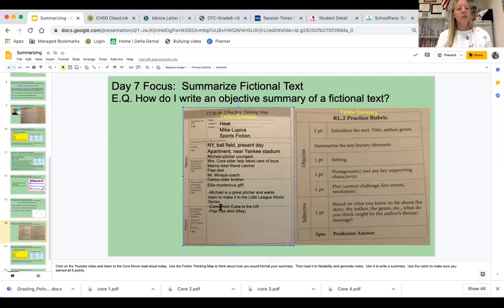All right, so you will be creating a summary today while you are reading your text. So I'm going to be taking this and coming up with a summary for you to see for our writing portion.